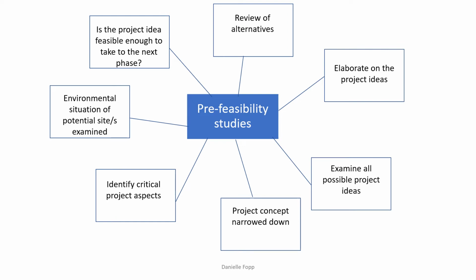The principal objectives of this phase are to determine whether all possible project alternatives have been examined and to identify critical project aspects, if the project idea is feasible enough to take to the next phase, to review the alternatives, elaborate on project ideas, and examine all possible project ideas available.